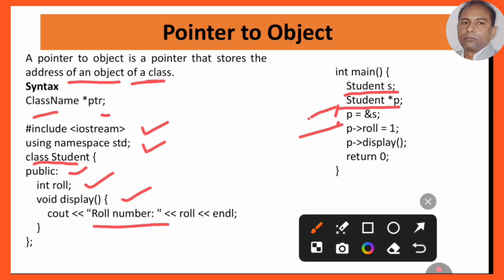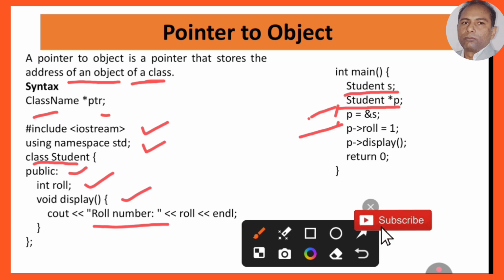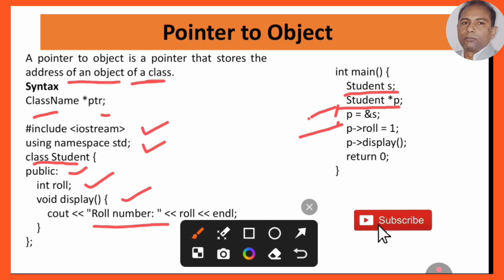The meaning of p is that p will have the location of the s object of this class. Then, for example, if we are writing here, we will use the arrow operator between p and roll number, since it is a pointer. So we are writing the value of roll number as 1. Then if we write p dot display, it will display the roll number here. It will display roll number is equal to 1.